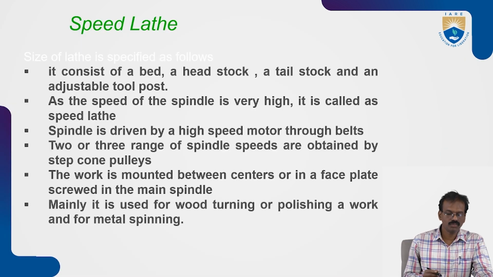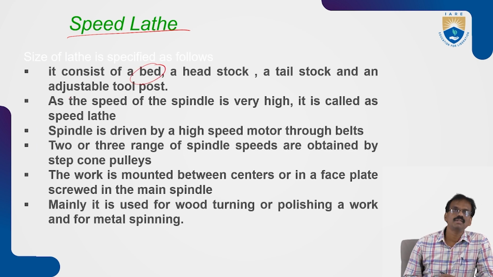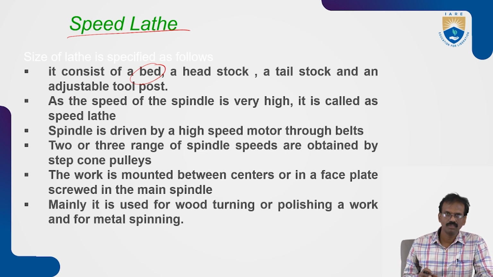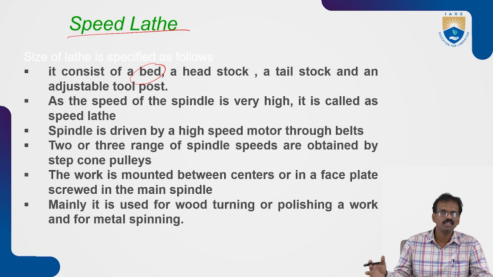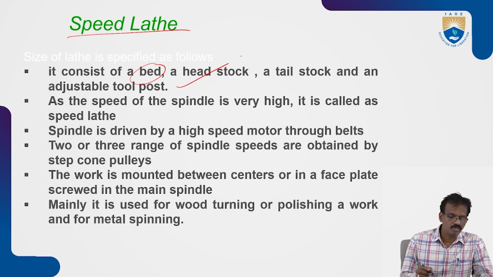Next, here are a few points regarding this speed lathe. We already discussed this one. It consists of a bed, and on the bed there are guideways. On the guideways, the left side headstock is fixed. The right side tailstock moves on the guideways of the bed. In between the headstock and tailstock, there is a tool post to hold the tool bit. So, very simple construction.